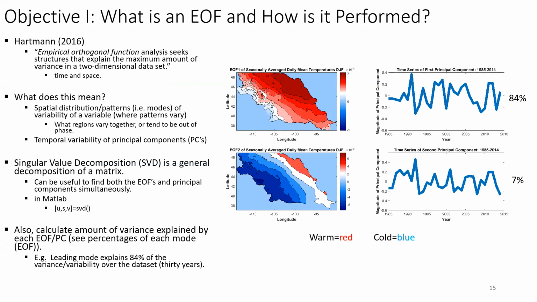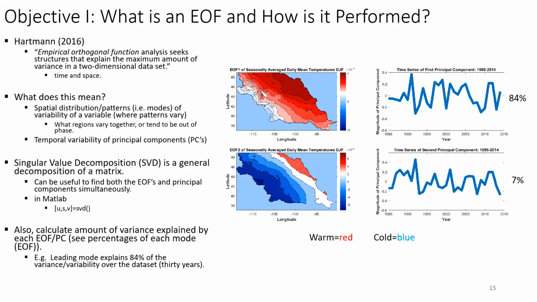So a little bit about what an EOF is and how it's performed. What we're really interested in is looking at how the climate varies over space and time. We're more interested in the deviation or the variance of the climate system or of the atmosphere over that space and time, and we're less interested in the mean state of the atmosphere. It should be noted that EOFs and their PCs are not usually good for making conclusions about trends, especially recent trends or short-term trends.